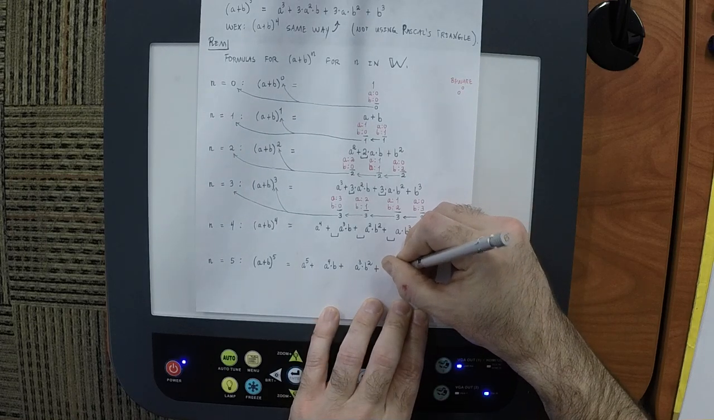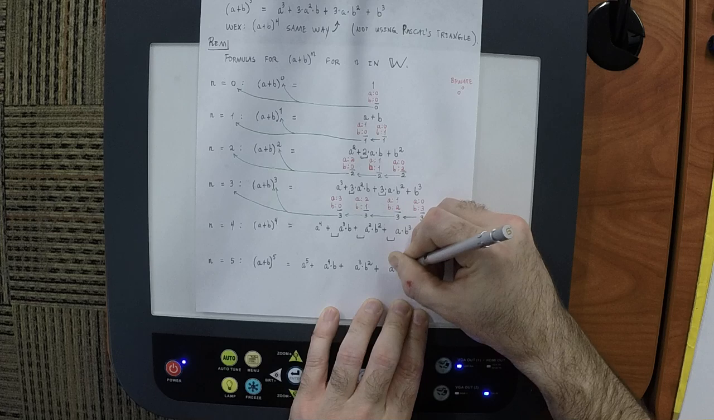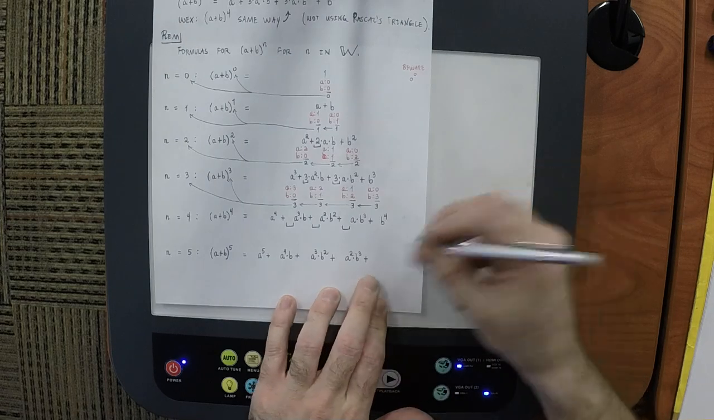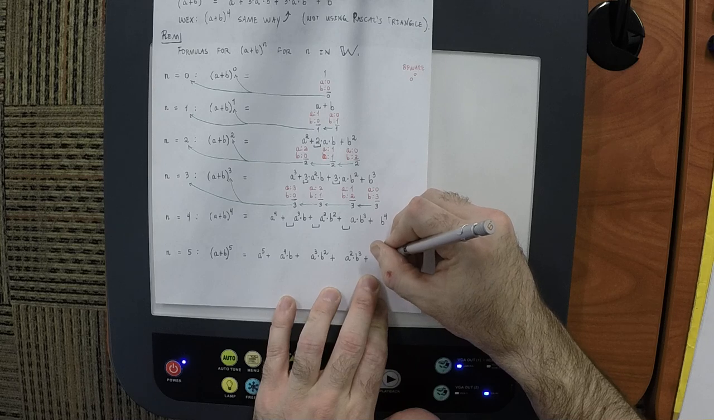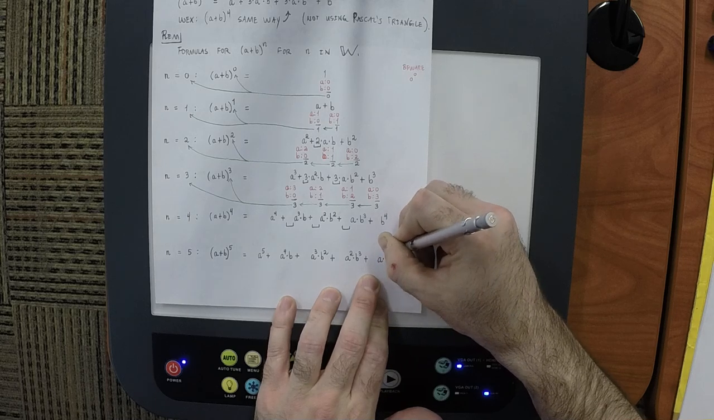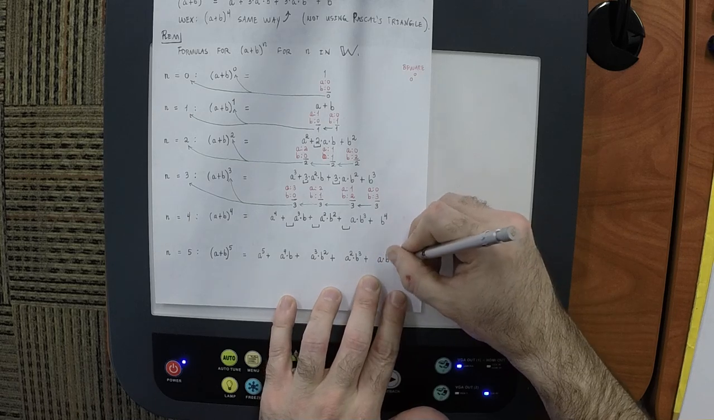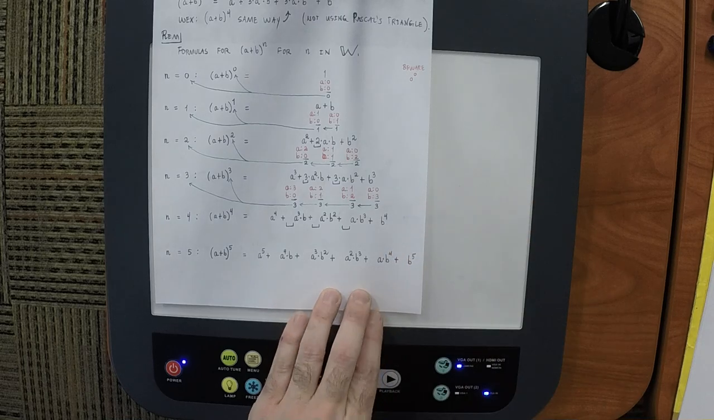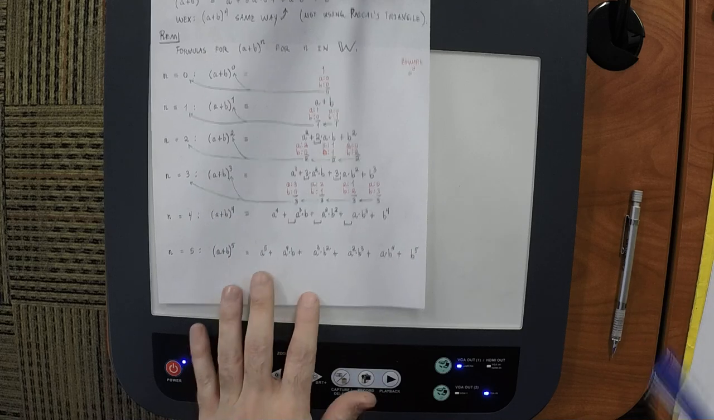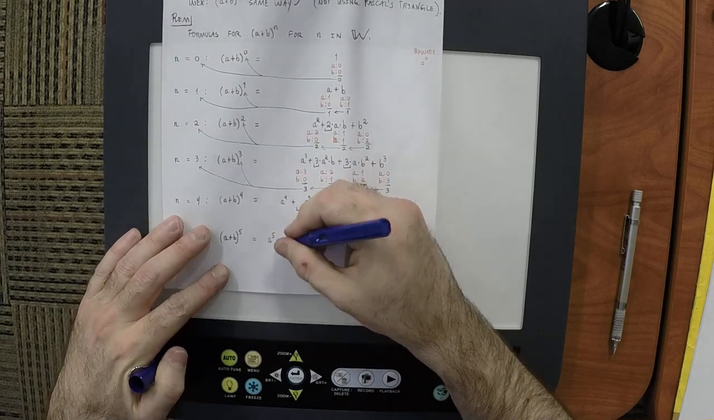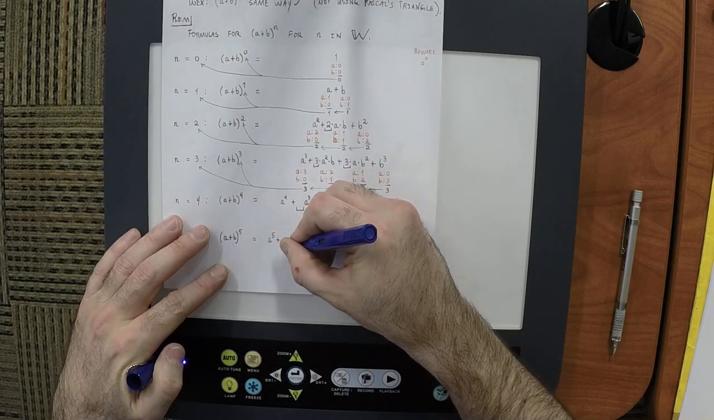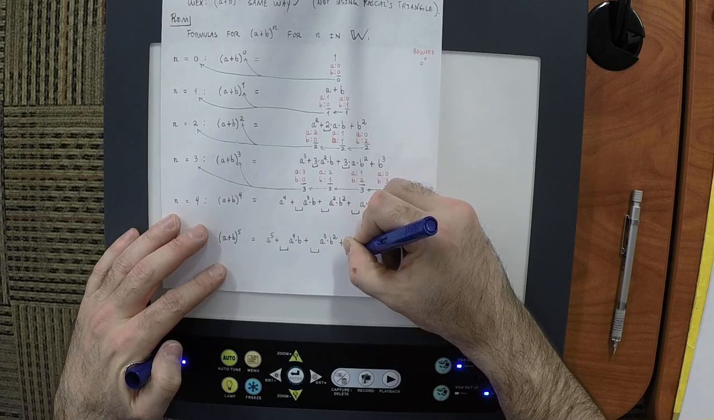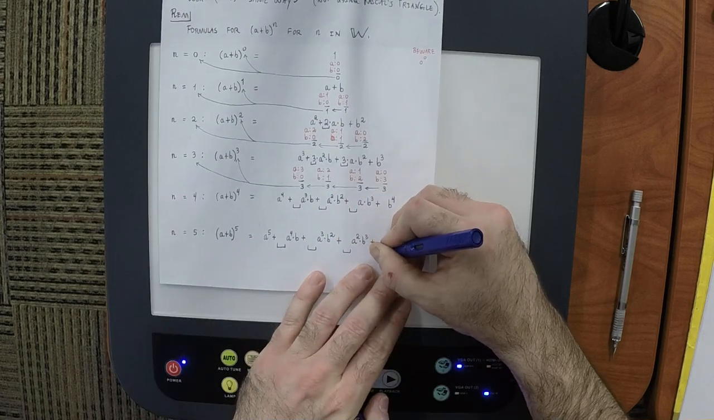Very good. Next. Very good. And finally, B to 5. Okay, and again, what's missing here is there's a coefficient that goes there, a coefficient that goes there, a coefficient that goes there, and a coefficient that goes there.